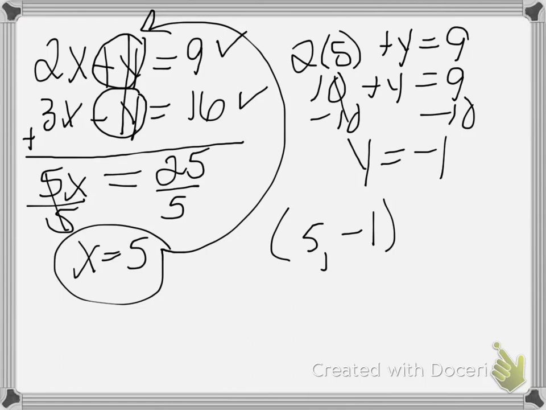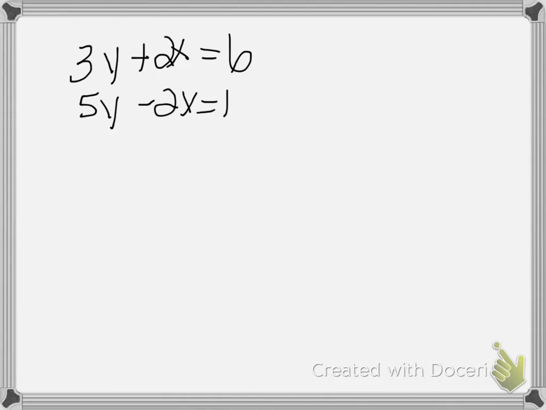So let's take a look at another example. We will look at 3y plus 2x equals 6. Sorry, that's a terrible x there. And 5y minus 2x equals 10.